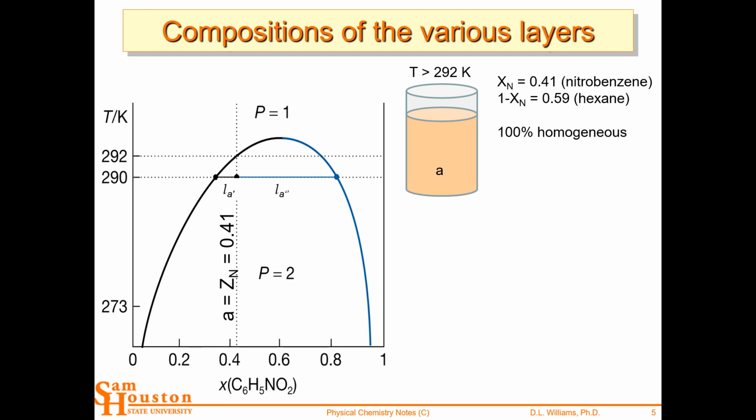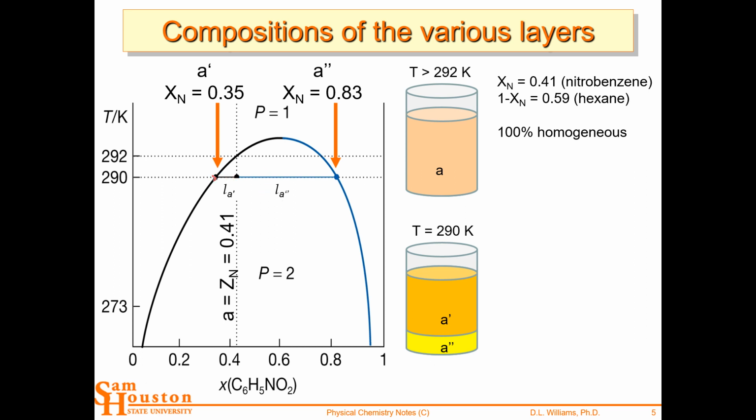So in this case, we have Zn, so nitrobenzene, so Zn is 0.41. And so above 292, that's when it hits this phase separation point. So up above here, above 292, this is what our solution would look like. It's 0.41 mole fraction nitrobenzene and 0.59 hexane, and it's 100% homogeneous. So we just have one phase. We cool that down to 290. Okay. And the thing splits apart and we have two layers.